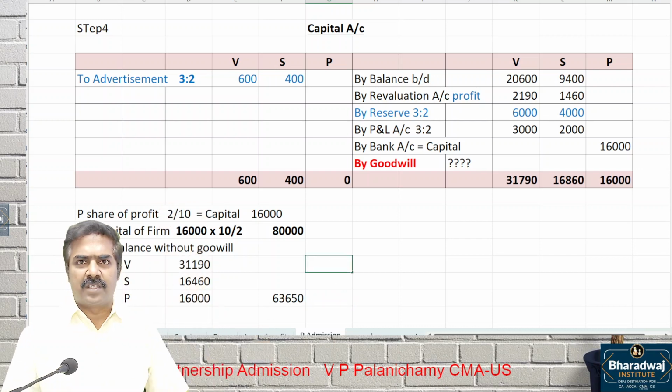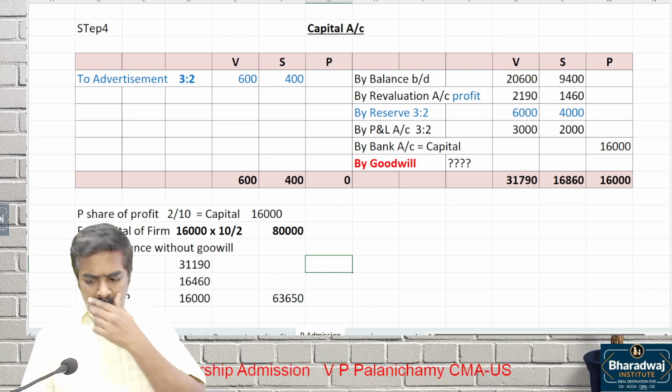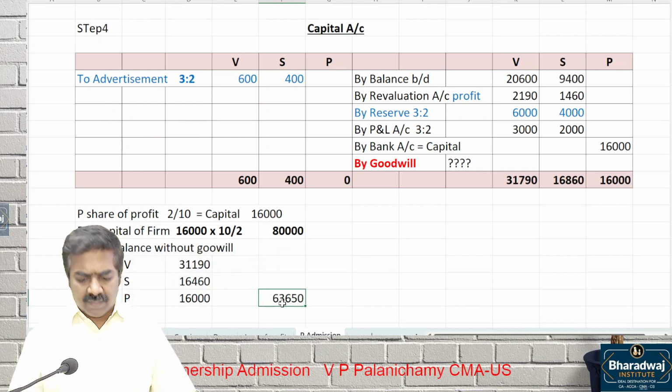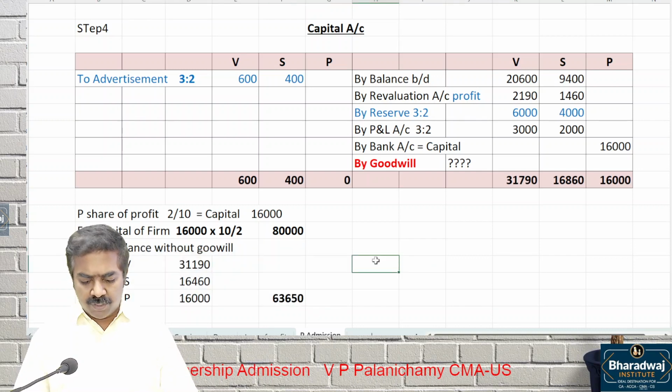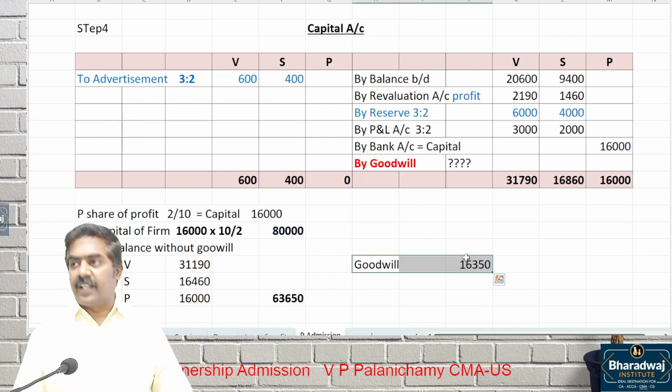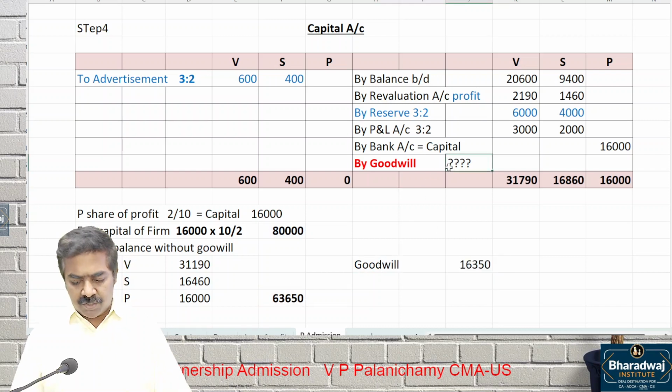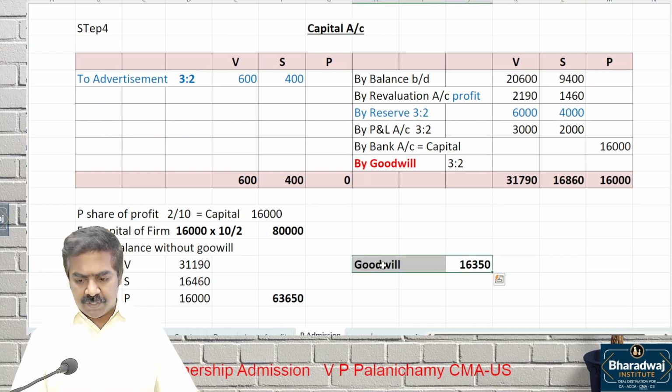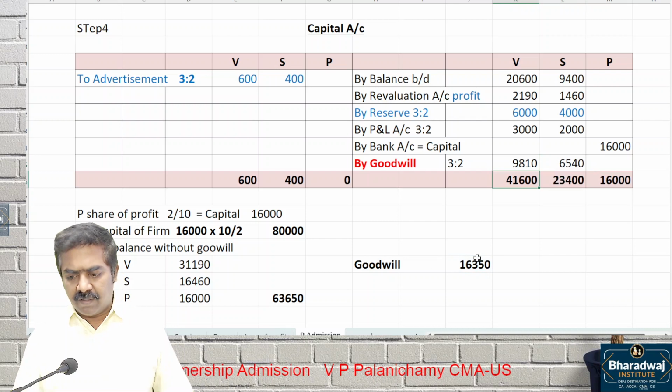After this problem you can start. Pay attention. Capital balance without goodwill is how much? 63,650. So the difference we can take it as goodwill. 80,000 minus 63,650. The difference will be taken as goodwill. And the goodwill, share it in which ratio? 3:2 ratio. 16,350 will be shared in 3:2 ratio. 16,350 into 3 by 5, and this 16,350 into 2 by 5.